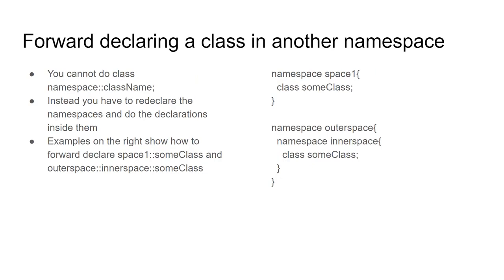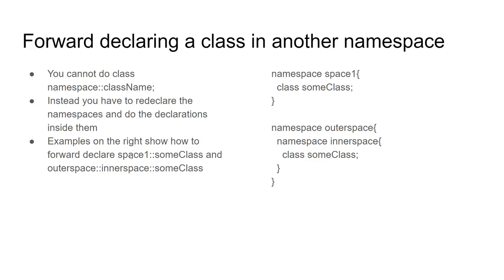Sometimes, though, you might need to declare a class in another namespace. You can't do namespace colon colon class name for that forward declaration, right? Class namespace colon colon class name. That's what I thought you would do. Instead, you're going to have to redeclare the namespaces again and do the definitions inside of them.